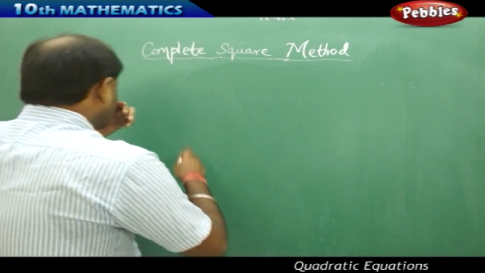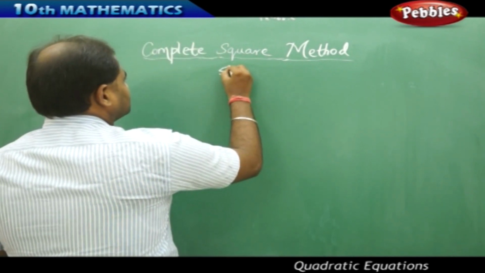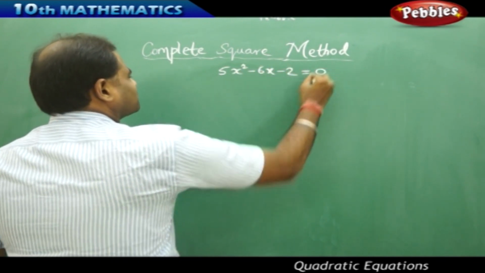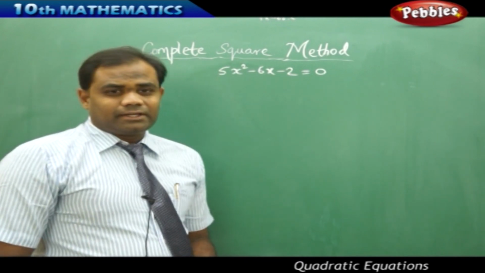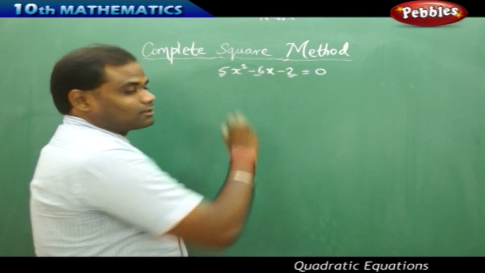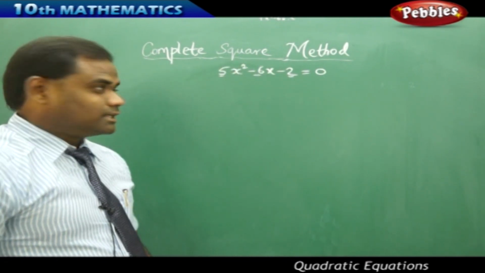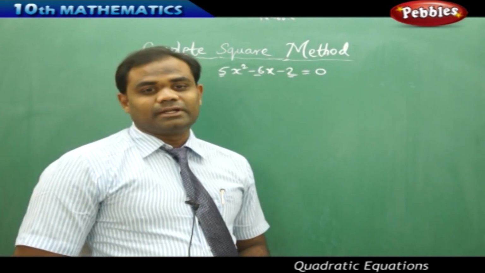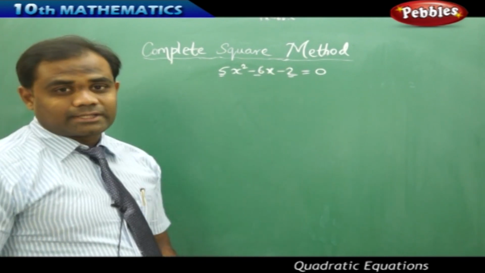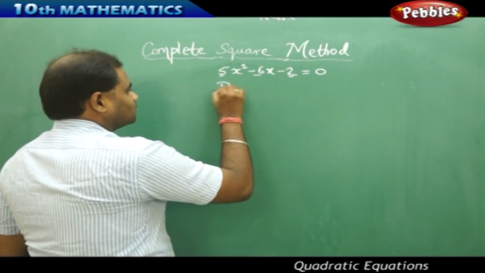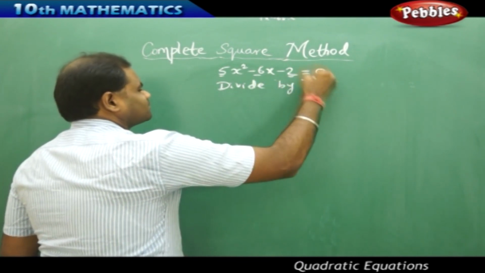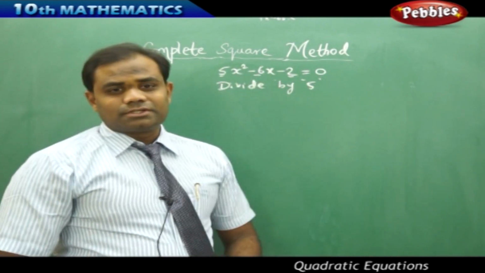So initially, let me take a quadratic equation, say for example 5x squared minus 6x minus 2 equal to 0. As I clearly identify here, my coefficient of x squared is 5, coefficient of x is minus 6, and the constant term is minus 2. Now this I would like to solve using the complete square method. And hence what I would do is, the first step is I divide the whole equation by 5. The entire quadratic equation is divided by 5.